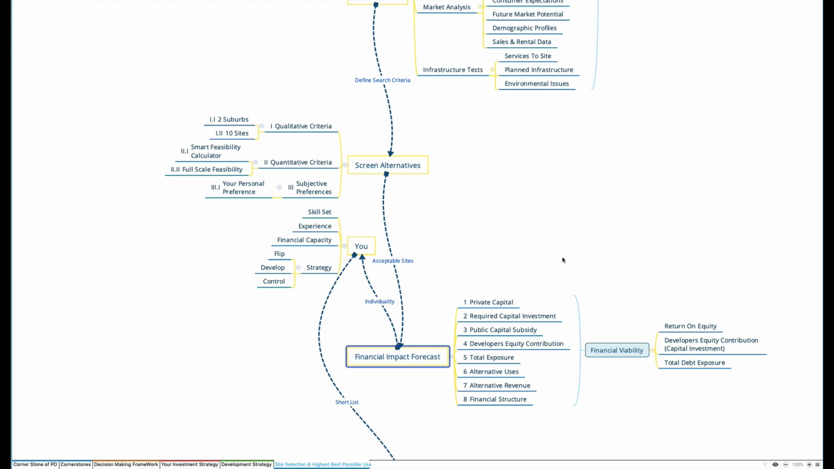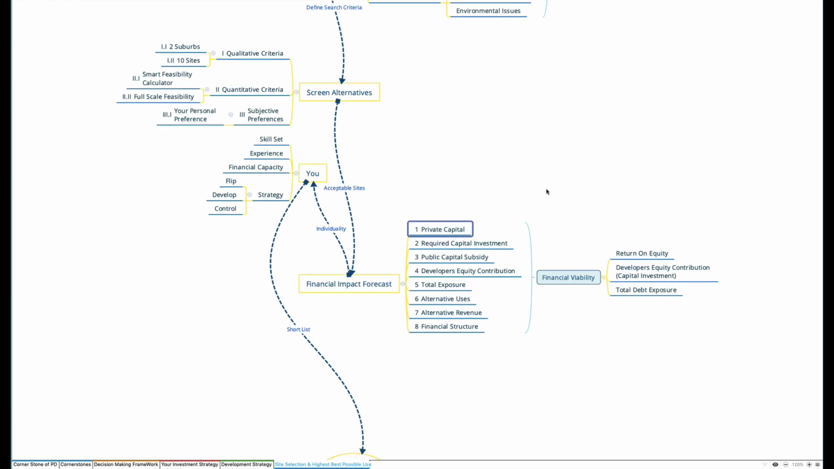So in your financial impact forecast, you will figure out how much private capital you require, the total required capital investment, whether there is a public capital subsidy in that area, the developer's equity contribution, which is the money that you will have to put in from your pocket, your total exposure, that is the total debt that you would be exposed to throughout the course of the development, your alternative uses, your alternative revenue, and your financial structure. The financial viability will then tell you your return on equity, your developer's equity contribution or capital investment, and your total debt exposure.